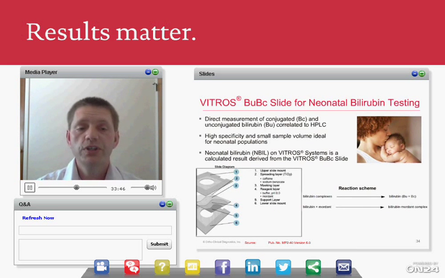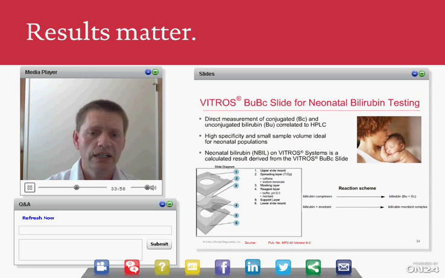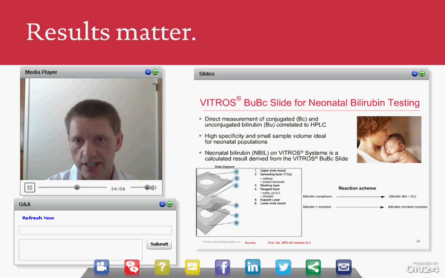So the VITROS BBC slide for neonatal testing actually carries out a direct measurement of conjugated and unconjugated bilirubin, and it correlates to HPLC. In terms of the layout of the slide itself, you've got a spreading layer that contains caffeine, so it releases effectively all of the bilirubin that's not tightly bound to albumin.